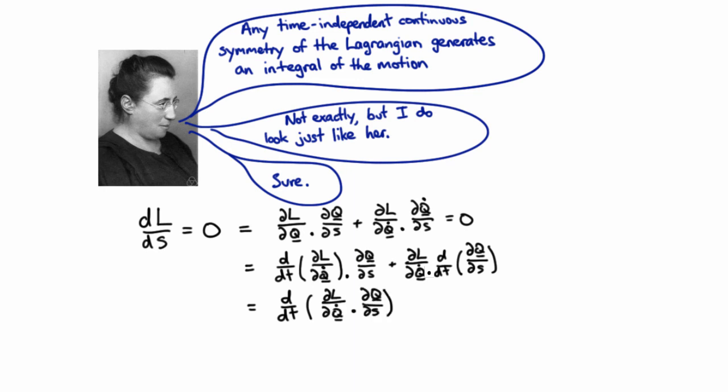And there we go. What we have is the fact that we have a time-independent continuous symmetry tells us that this quantity here is conserved, i.e. it's constant in time.